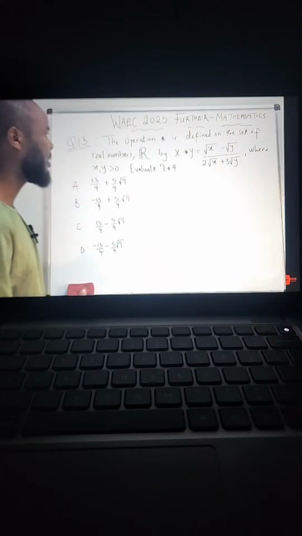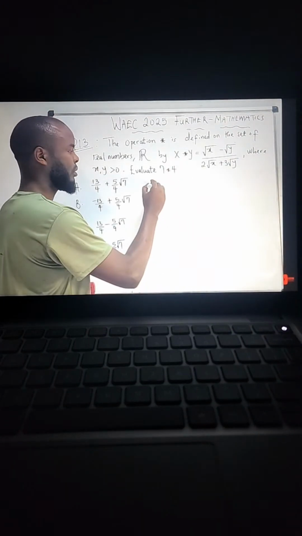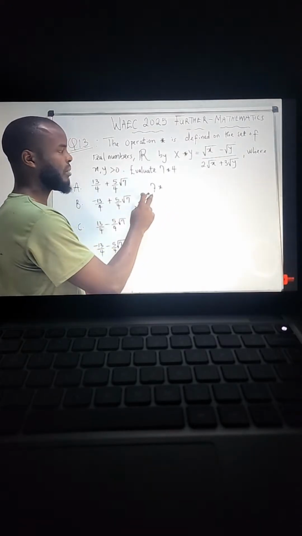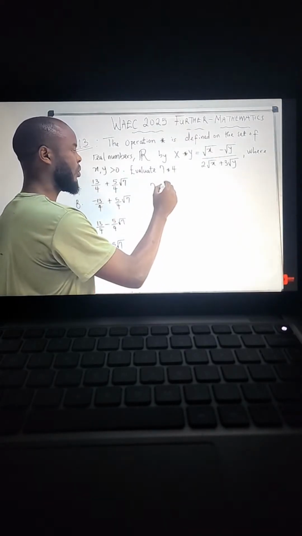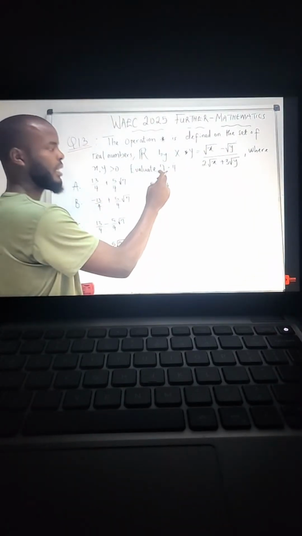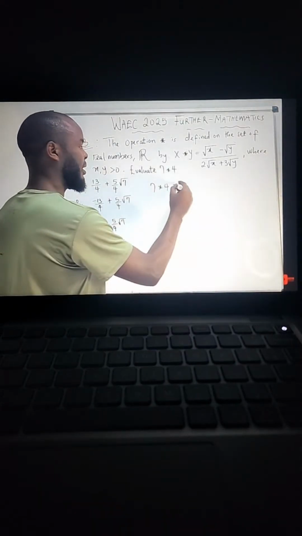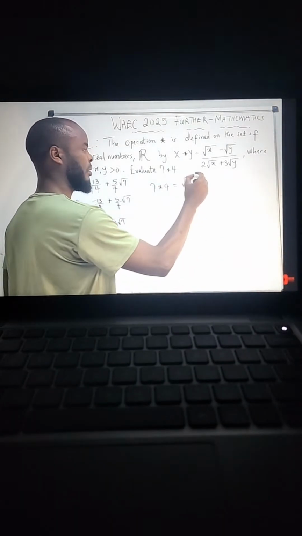Now, let's have a look at this. It said x operation y. What you just have to do is substitute x to be 7 and also y to be 4. X operation y, 7 operation 4. Just substitute. That's it. Now, anywhere you see x, plug in 7.